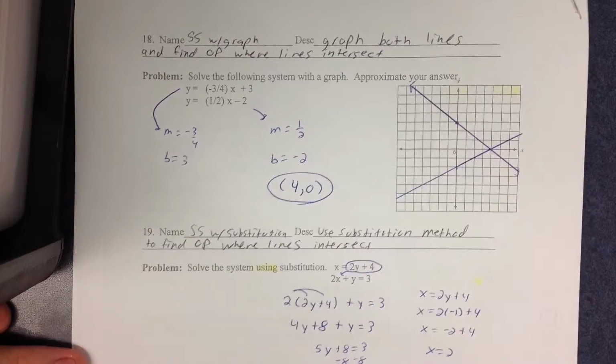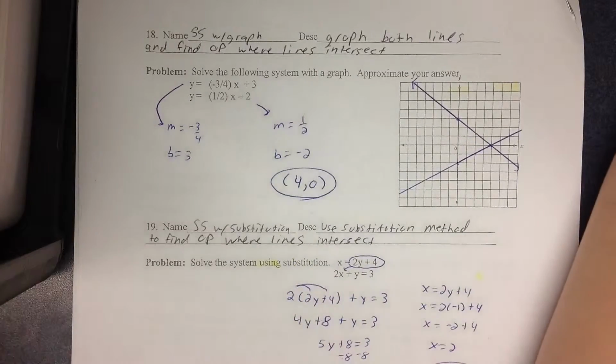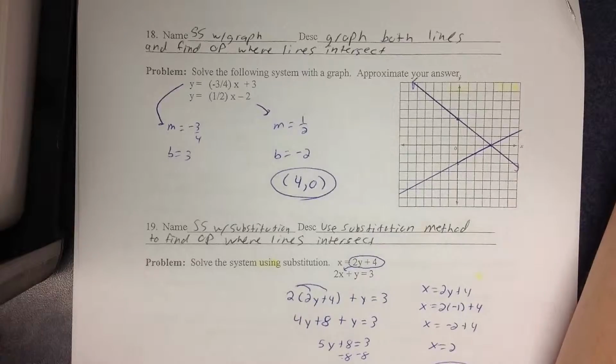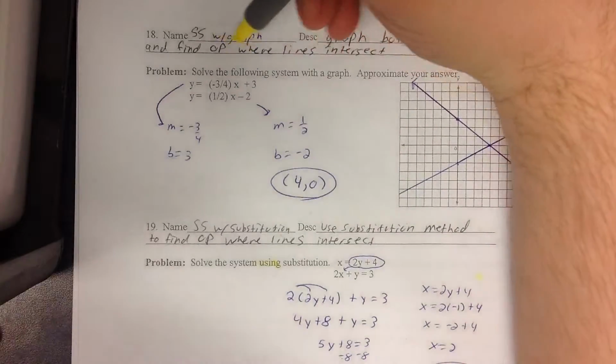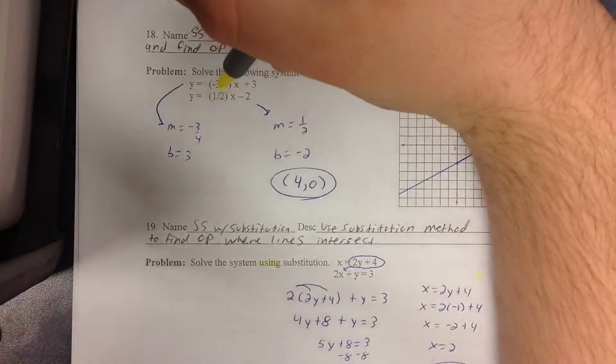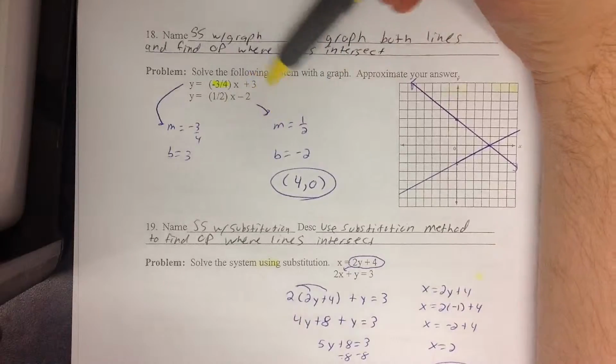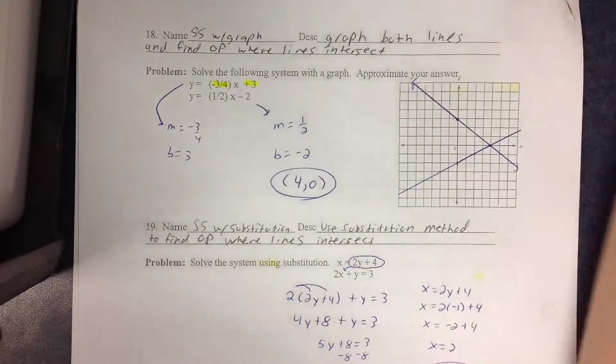Okay, 18. Solve the following system with the graph, approximate answers. So we look at my two equations, y equals negative 3/4 x plus 3, and y equals 1/2 x minus 2. So my first equation, y equals negative 3/4 x, negative 3/4 is my m, and positive 3 is my b.